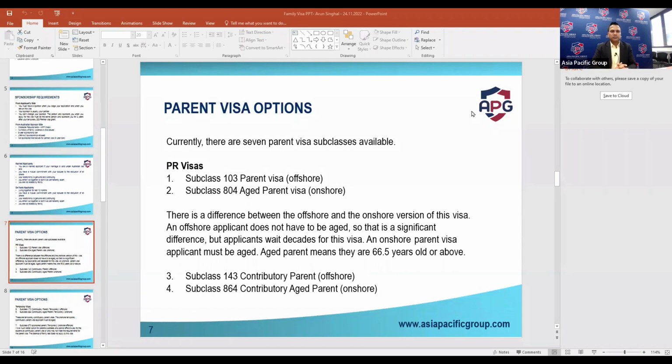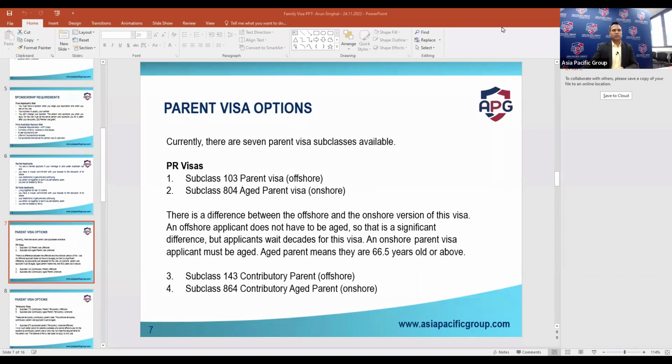Is it mandatory for the sponsor to be in Australia to apply for a partner visa? No, the sponsor can be anywhere, so it's not mandatory. Even if the sponsor is in an offshore country, we can still apply for the visa. But the sponsor still needs to meet the criteria, like they must be a permanent resident or a citizen of Australia.